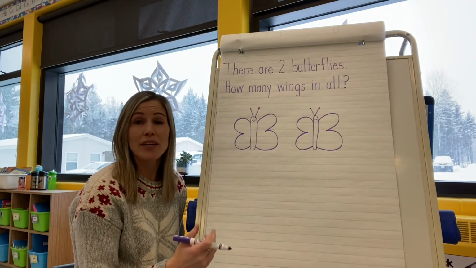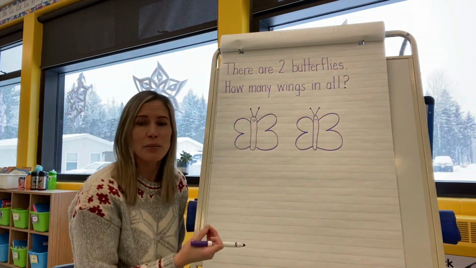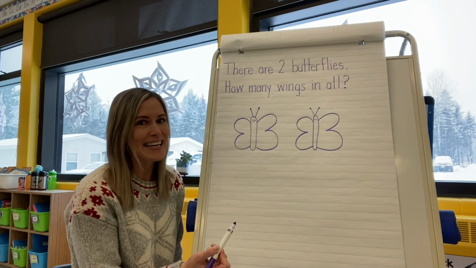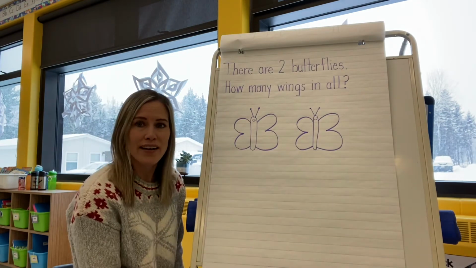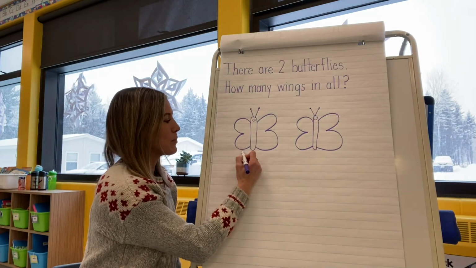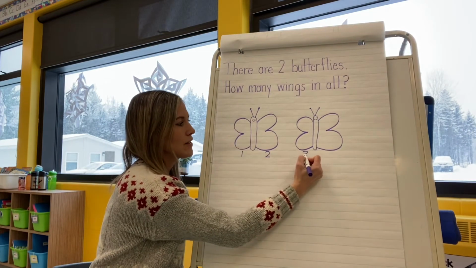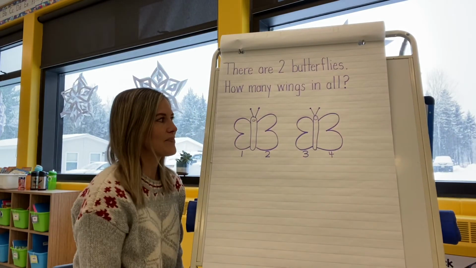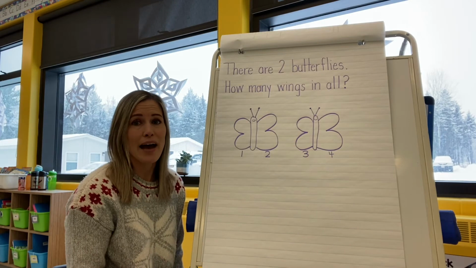So something else that we always do in word problems similar to this is labeling, not using letters like we're used to in writing necessarily, but label using numbers. So I want to count to find out how many wings there are in all. So I'm going to label by doing 1, 2, 3, 4.